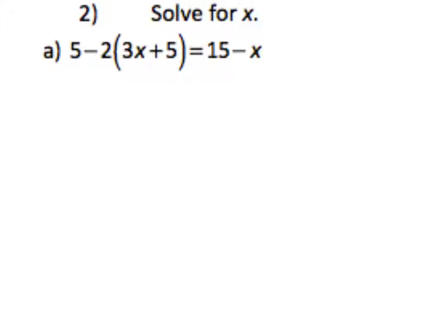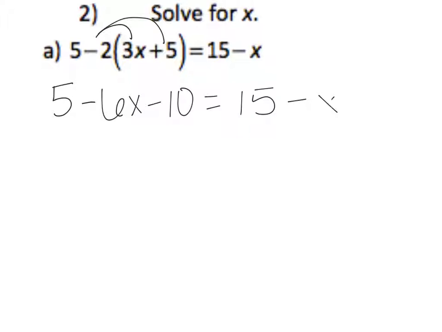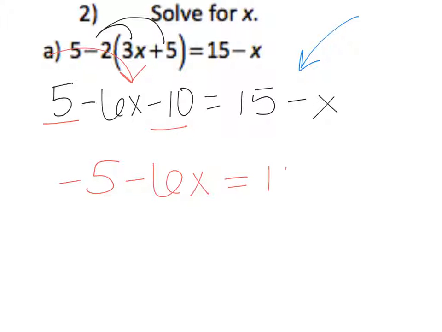So on the left side, I can see that I can distribute this -2. So I have 5 minus 6x minus 10 equals 15 minus x. Okay, now what I want to do is still simplify each side. So the right side is done. I can't put together the 15 minus x. But on the left side, I can put together the 5 minus 10 to be -5. Now that I have both sides simplified, I can start moving things around from the equal sign.